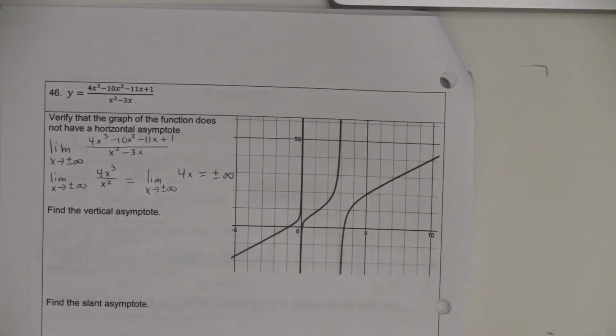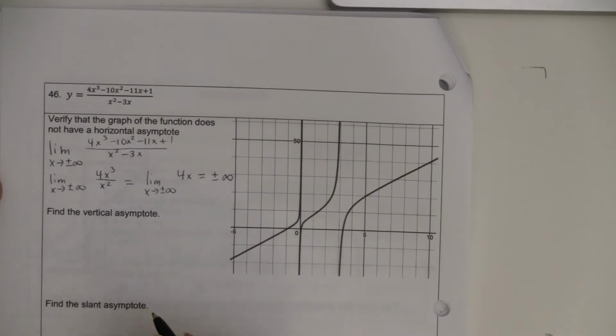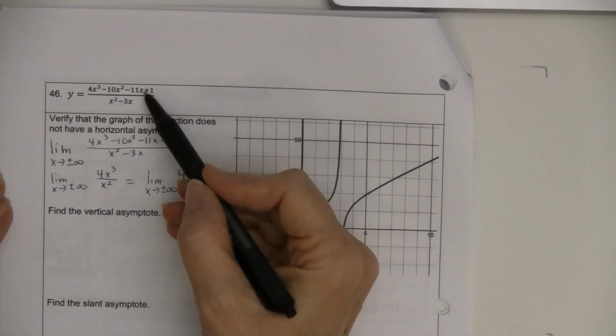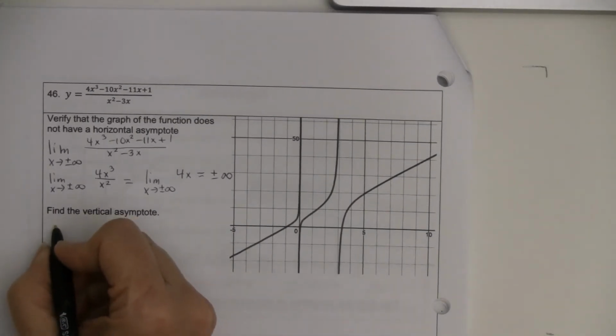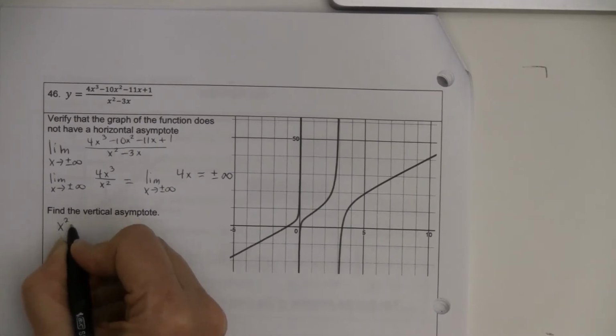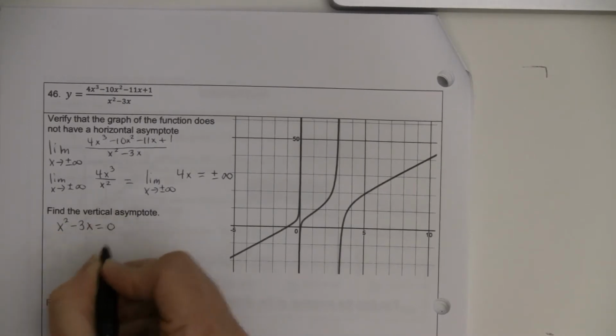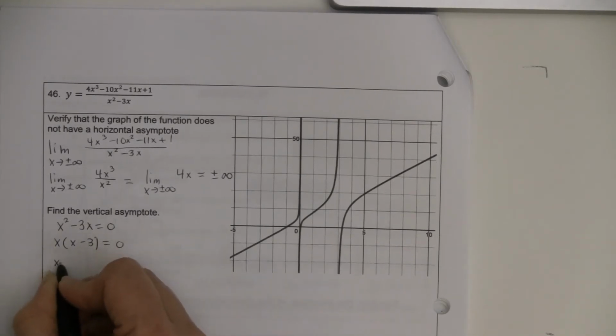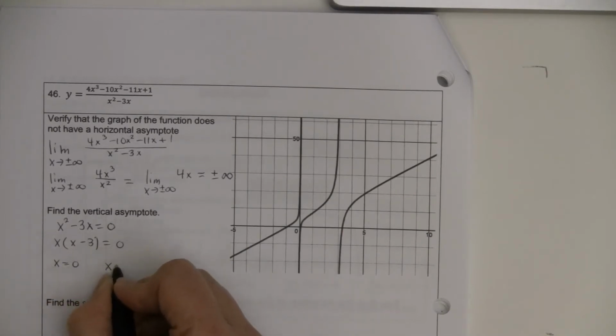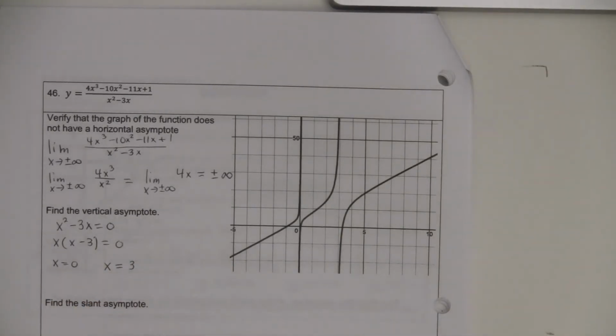And so I want to find the vertical asymptote. How you do that is you make sure that your function here is reduced. And you can see that the numerator with four terms there would be difficult to factor. But the denominator factors as x times x minus 3. And I'm going to show you a way to verify that it's reduced. So our denominator, x squared minus 3x equals 0, right? So this gives us x equals 0. That's one vertical asymptote, and x equals 3 is another possible vertical asymptote.